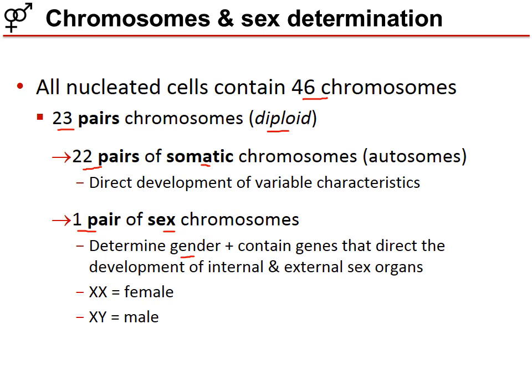Genetically, when there are 2 X chromosomes, it means that the person is genetically female, and an X and a Y chromosome refer to a genetically male person.